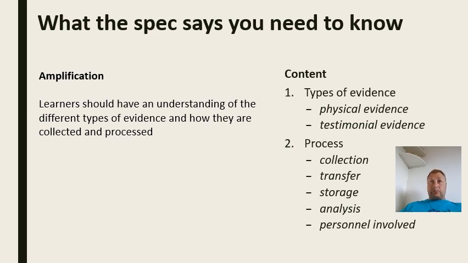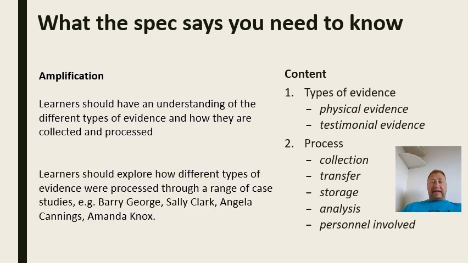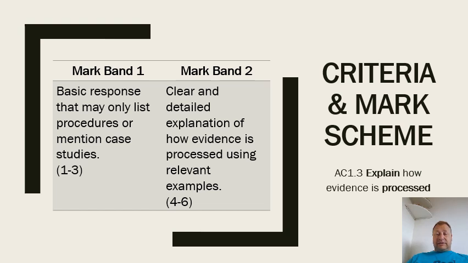And then what we'll do is link it all to some cases. You should know of 3 of these already, definitely 2. We've definitely done Sally Clark and Amanda Knox. Some of you may have chosen to do Barry George, but Angela Canning's I think is a new one for us all. So we need to look at some of the issues that happened in the evidence. But we'll do that later on. So this is just a 6-mark criteria. There is still quite a bit to do for it.